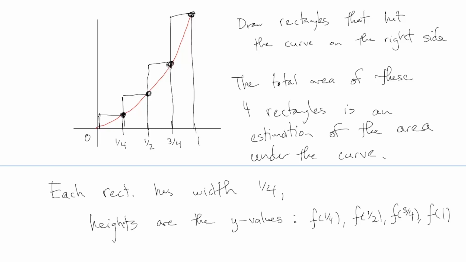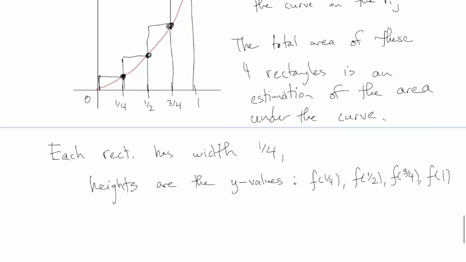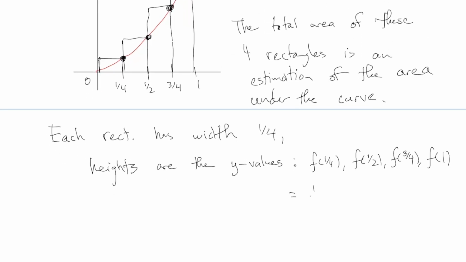And what is f in this example? Of course, f is squaring, right? So if you wanted to write them, they would be 1/4 squared, 1/2 squared, and 1 squared, because the function that I'm talking about here is the squaring function, all right?